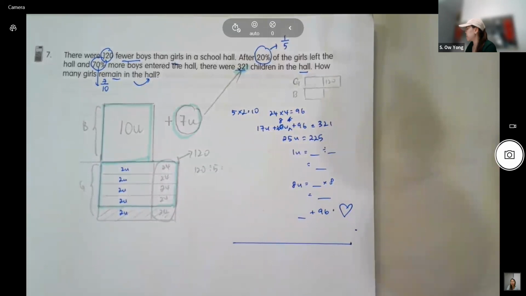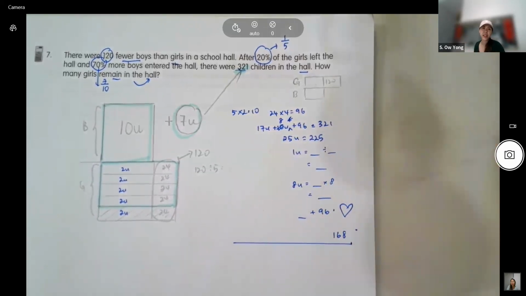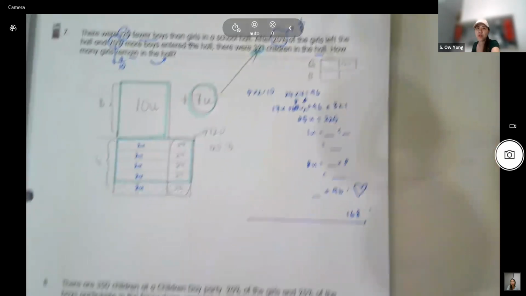Okay, your final answer, if I'm not wrong, is 168. Give me the intermediate steps. You may pause a while before you proceed to question 8. Let's move on to question 8.